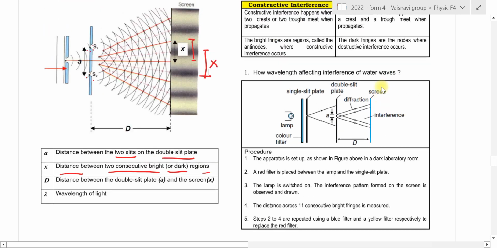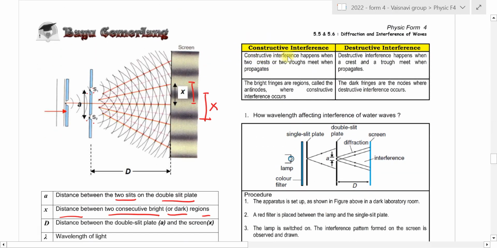Right. Constructive interference. Constructive interference happen when two crest or two trough meet when propagate. The bright fringe are region called the antinodes where the constructive interference occur. Okay. While destructive interference happen when a crest meet a trough when propagate, the dark fringe are the nodes where the destructive interference occur. As I told you, bright fringe representing constructive, dark fringe representing destructive.